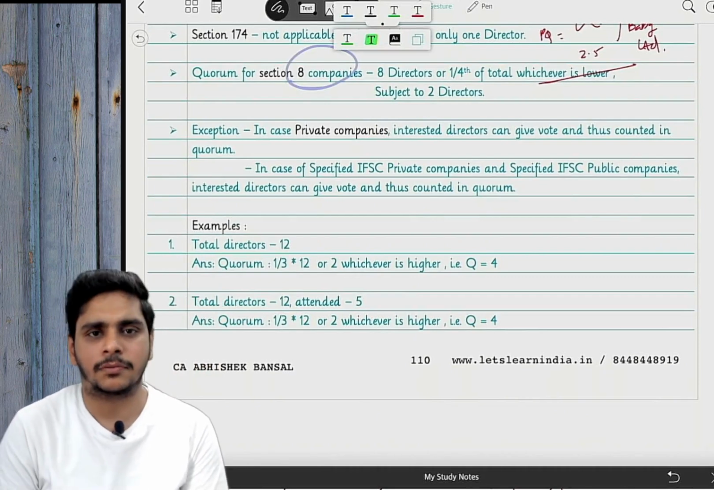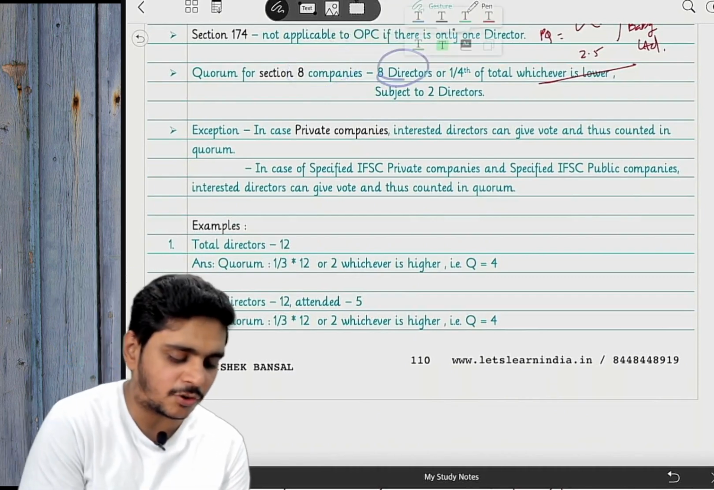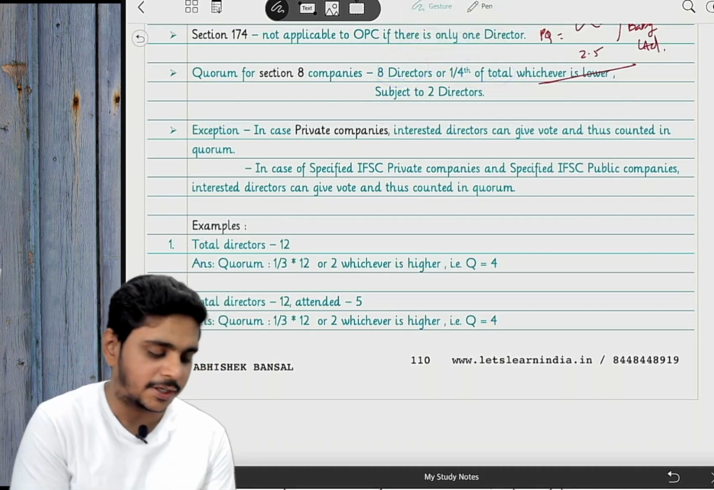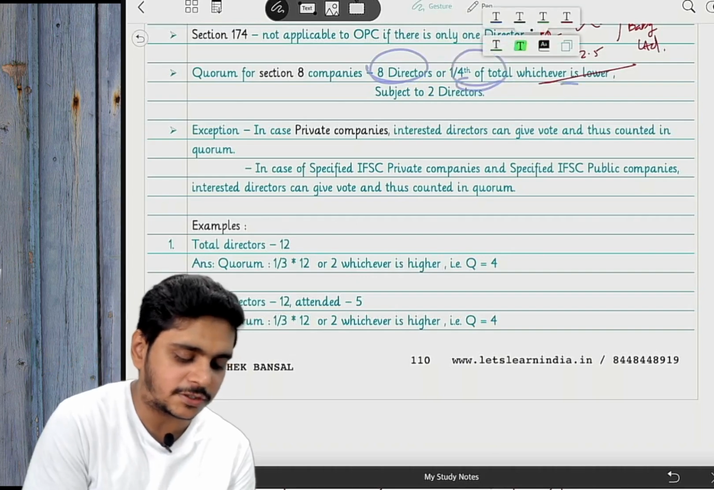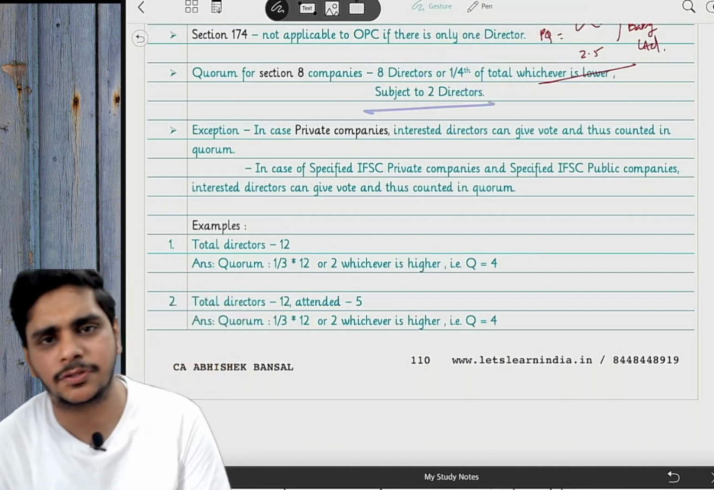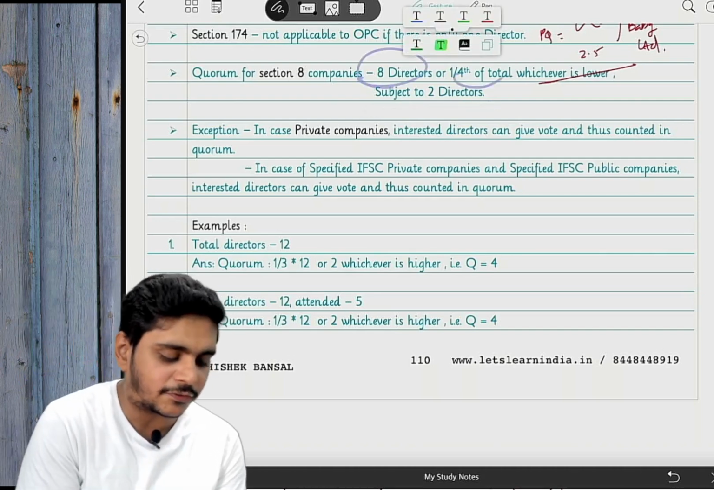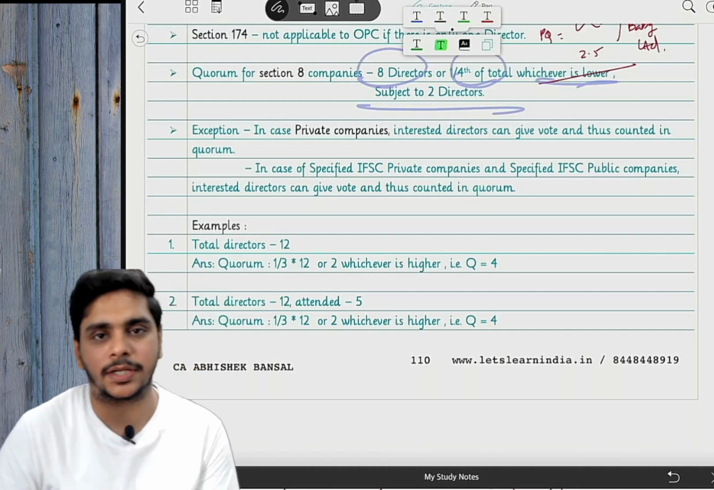Section 8 company quorum: it says 8 directors or 1/4 of the total, whichever is lower. Generally we say whichever is higher, but here it is 8 directors or 1/4 of the total, whichever is lower, subject to a minimum of 2 directors.